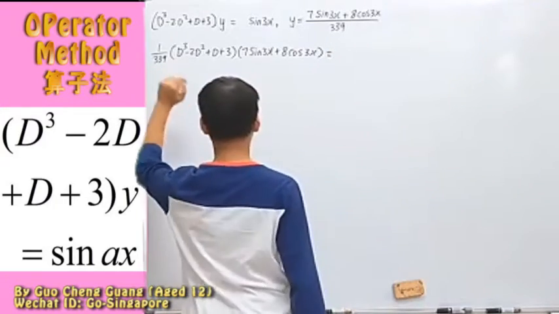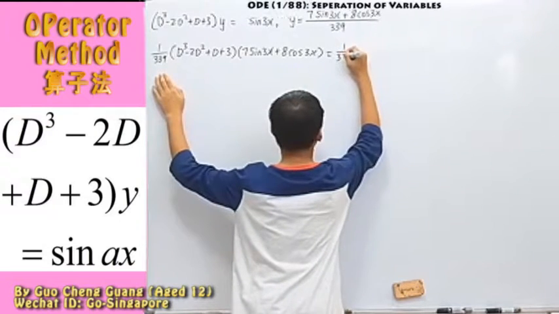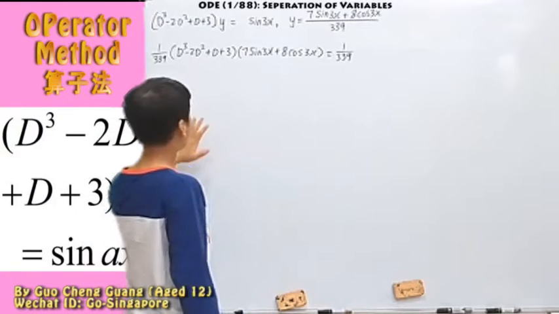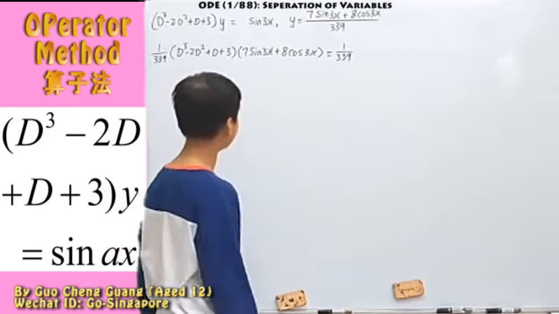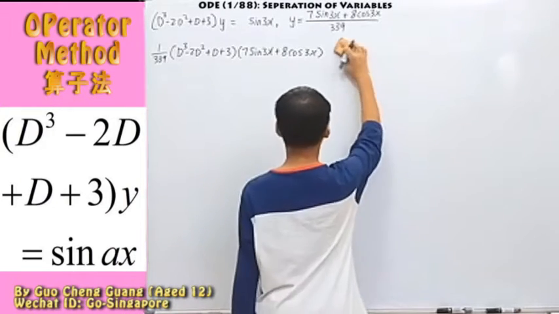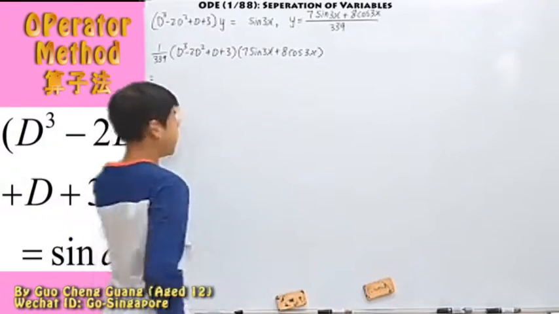Then let's take a look at what we'll get. So 1 over 339 is still there. Then how about from here? We just differentiate this part first. Because we need this whole chain, I'm just going to write it down here.